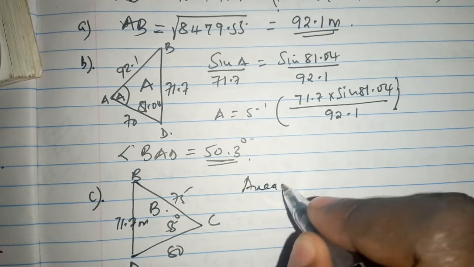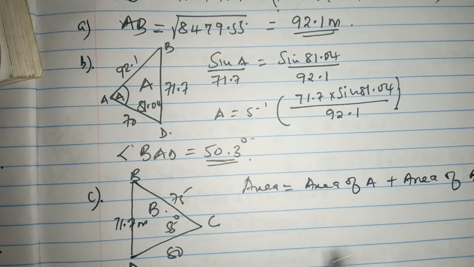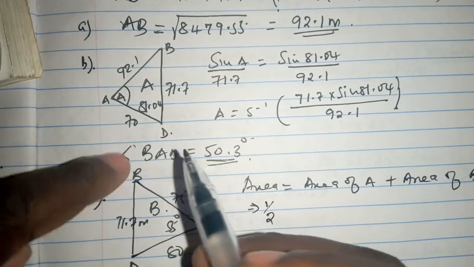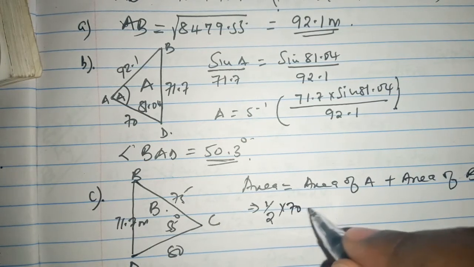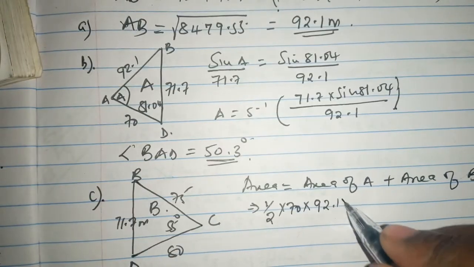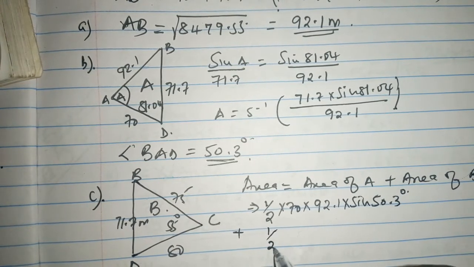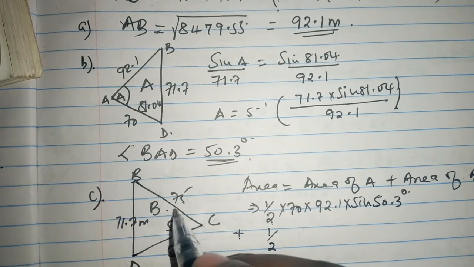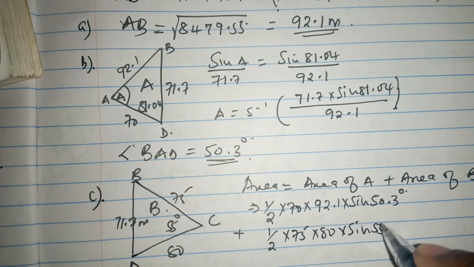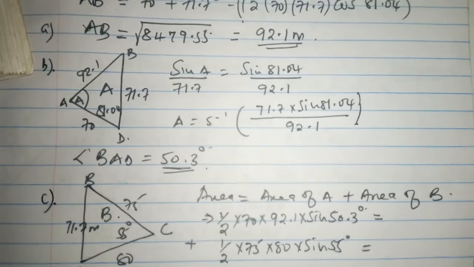So the area is the area of A plus the area of B. The area of A is a half times 70 times 92.1 times the sine of angle A, sine 50.3 degrees. Plus the area of B, which is a half times 75 times 80 times the sine of 55 degrees.